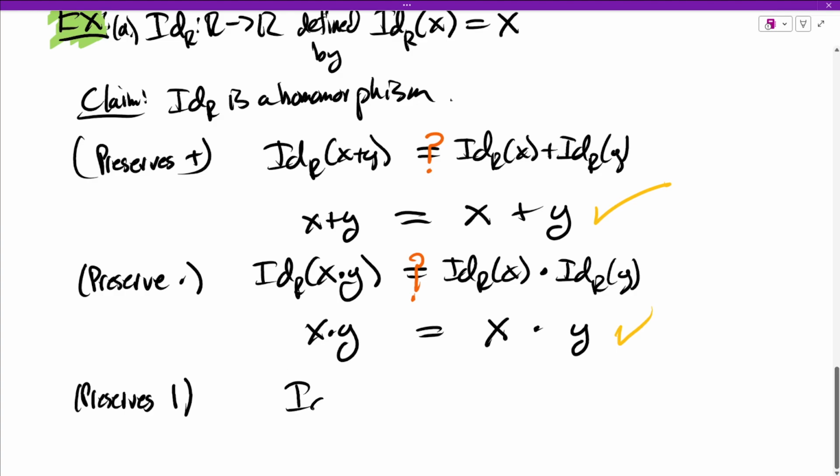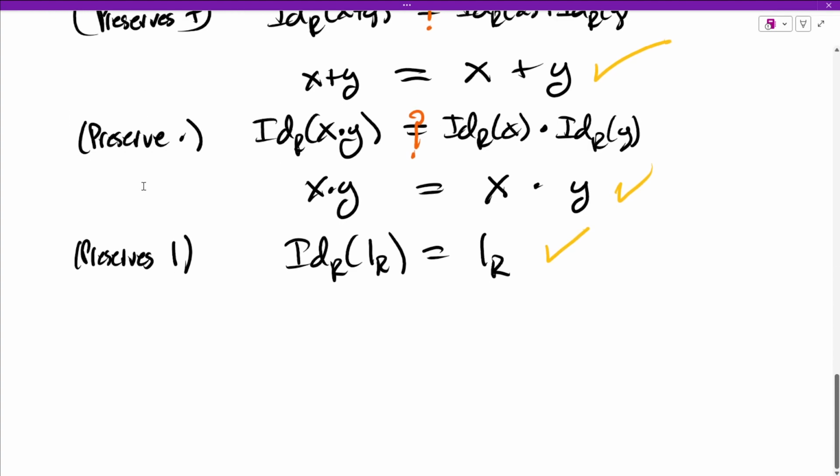Well, is the identity of 1 equal to 1? Well, yeah, of course. That's what identity does to 1. So is the identity a homomorphism? Yes. So we conclude from this that the identity is a homomorphism always. It doesn't matter what ring it is. It's just always a homomorphism.